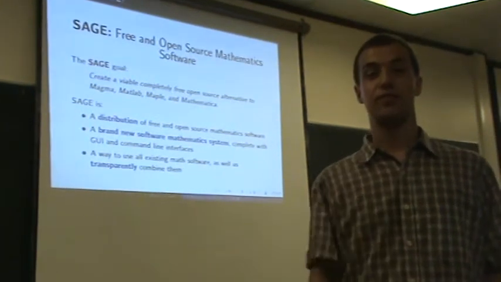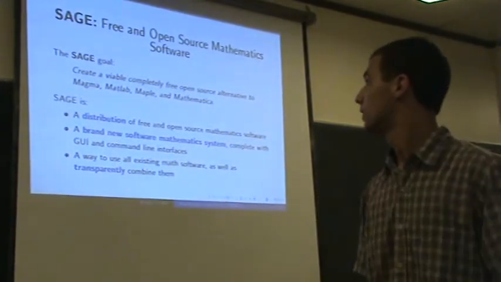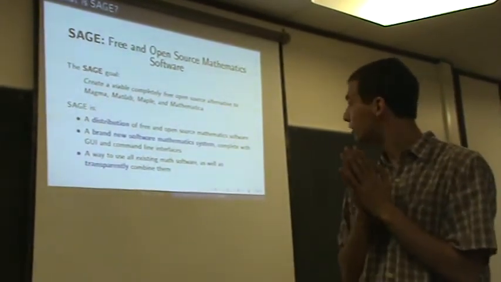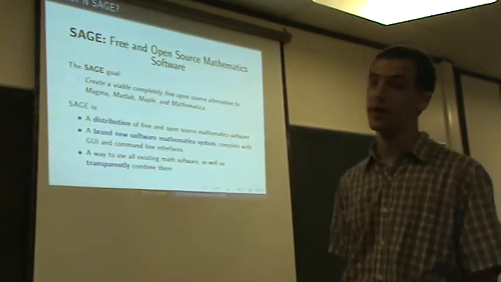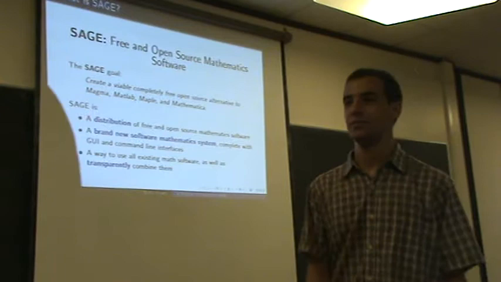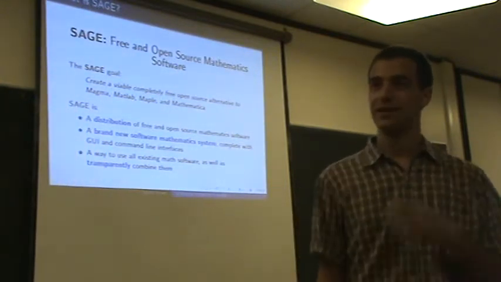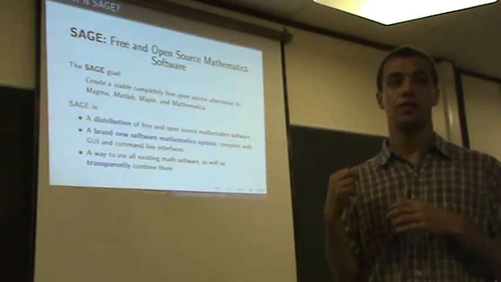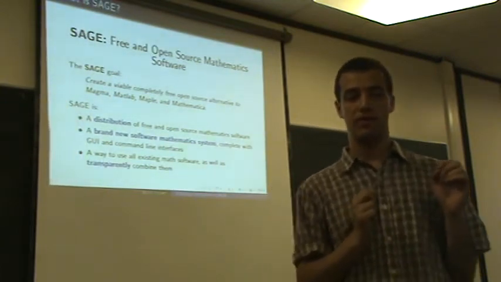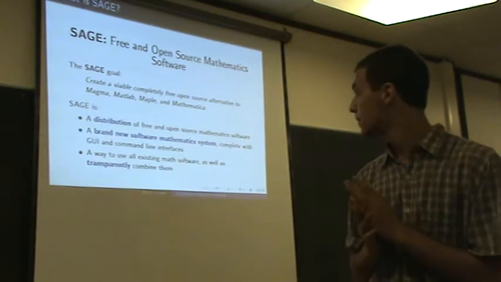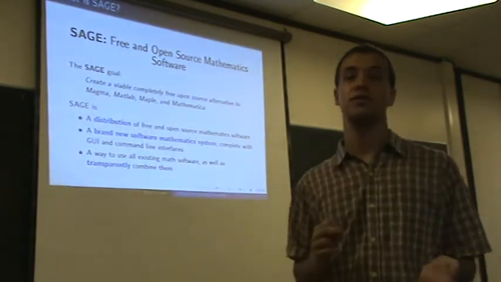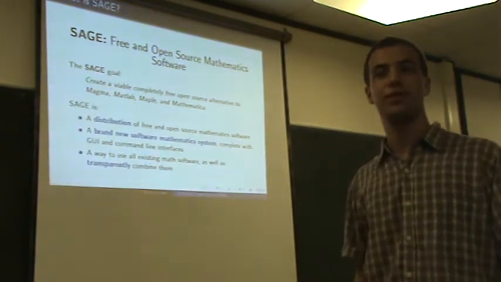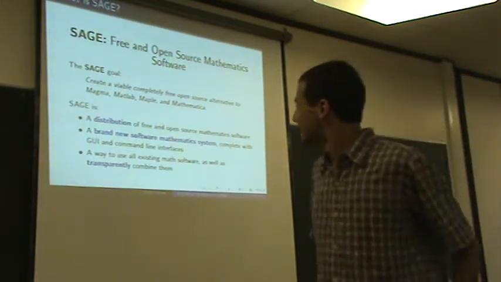Sage is free and open source mathematics software, and the goal is to create a viable, completely free, open source alternative to those four big M's there. It's a pretty hard task, and we're working on it. What Sage is, though, is a distribution of a huge range of existing open source mathematics software. It's also a brand new system with 300,000 lines of new code. Okay, a lot of new code.